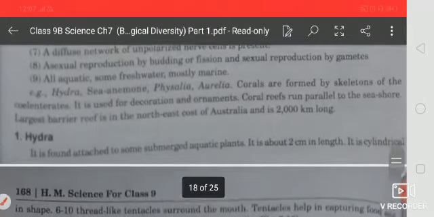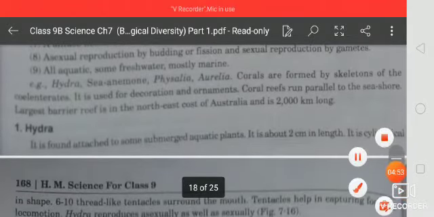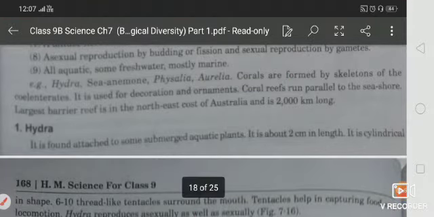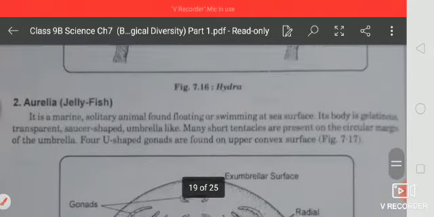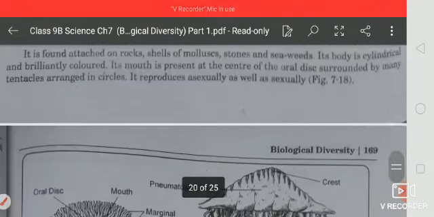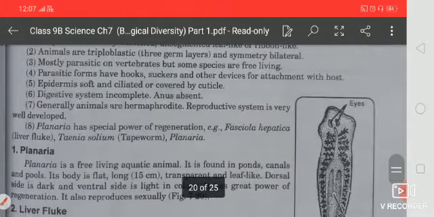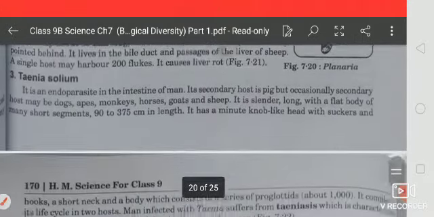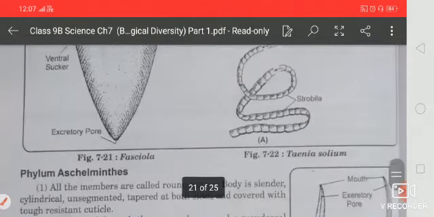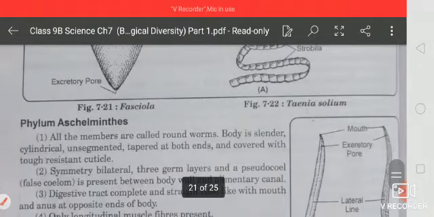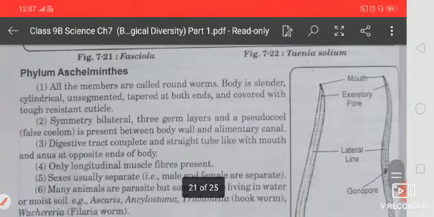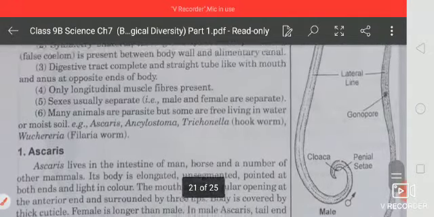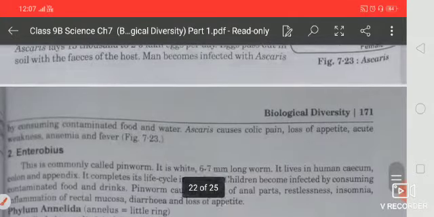Examples are Hydra, sea anemone, Physalia, Aurelia, coral reefs. These are the coelenterates. Here in the diagram you are seeing sea anemones, these are coelenterates. Next, students, here liver fluke and Taenia solium you are also seeing. These are the platyhelminthes, and aschelminthes also. In aschelminthes you will see Ascaris, female and male Ascaris, you will study here.